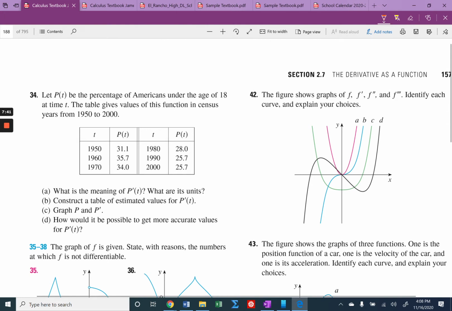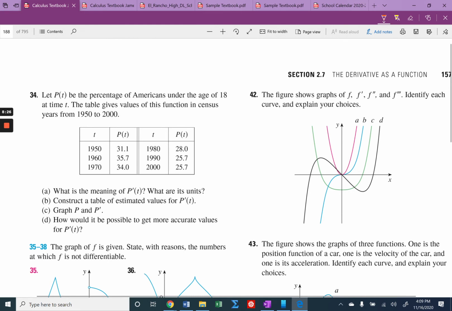So we're going to use the phrase, it's a rate of change. More specifically, it's the instantaneous rate of change of P. But what is P? P prime is the instantaneous rate of change of the percentage of Americans under the age of 18 with respect to time. So we always use, it's the instantaneous rate of change of the outputs, here P, the percentage of Americans under the age of 18, with respect to the input, which in this case is time. So this gives you the rate at which the number of Americans under the age of 18 is changing in these different census years.